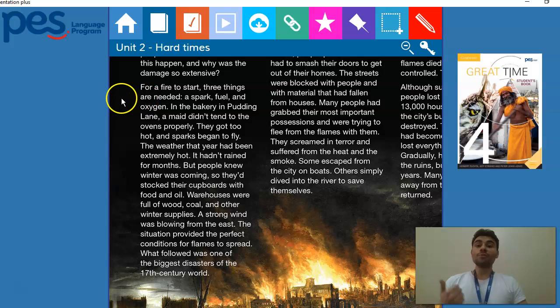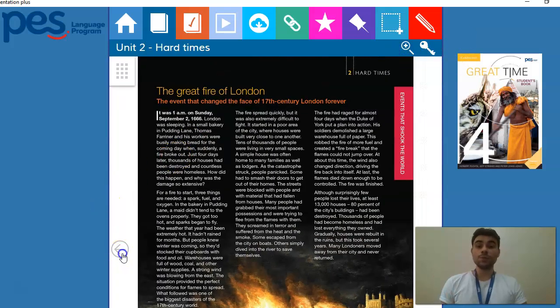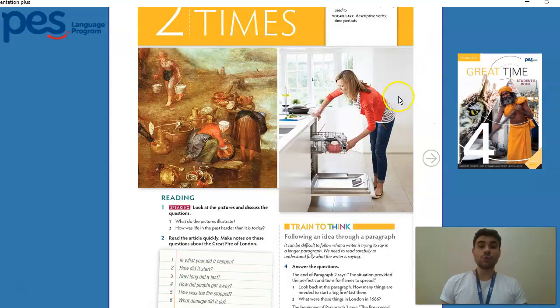For a fire to start, 3 things are needed: a spark, fuel, and oxygen. You see that the answer for number 1 is very easy to find because we already have the list here in the very beginning of the paragraph. So what are the 3 things needed to start a fire? A spark, fuel, and oxygen, right? So this is the answer for number 1. Now let's check question number 2.